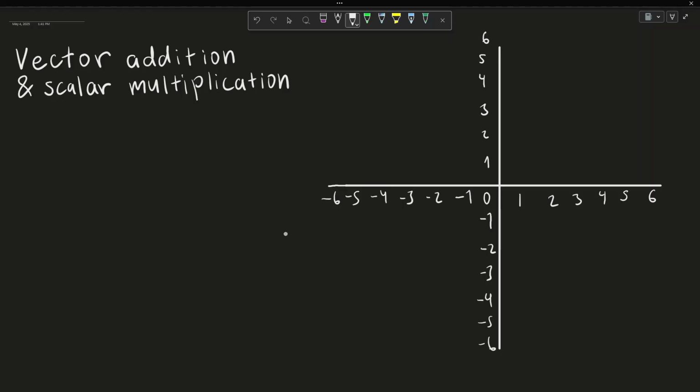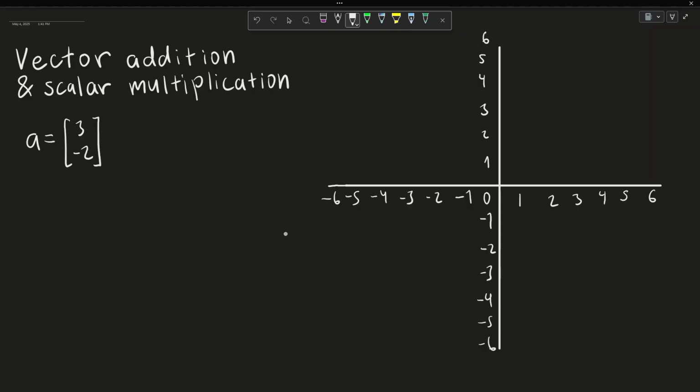Now let's move on to scalar multiplication. So let's take the vector a. We'll set it equal to 3, -2. Now what scalar multiplication does, as I alluded to in the earlier episode, is that we multiply the magnitude of the vector by a certain amount. So we multiply its length by a certain amount.